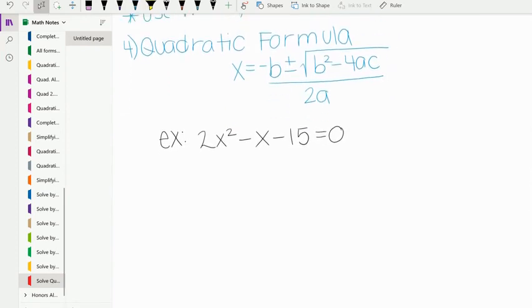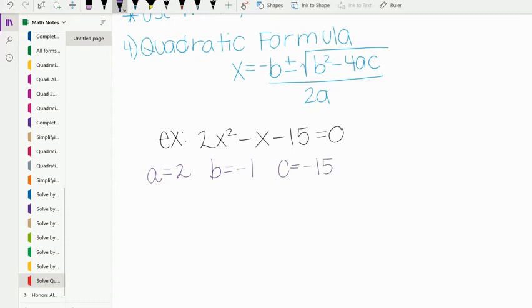All right, the last method, method 4, is the quadratic formula. So I have it written out here just as a review. x equals negative b plus or minus the square root of b squared minus 4ac, all divided by 2a. This method is great because it works every time, no matter what, okay? So the first step is to identify what a, b, and c are. It must be in standard form. So our a value is 2, our b value is negative 1, and c is negative 15.